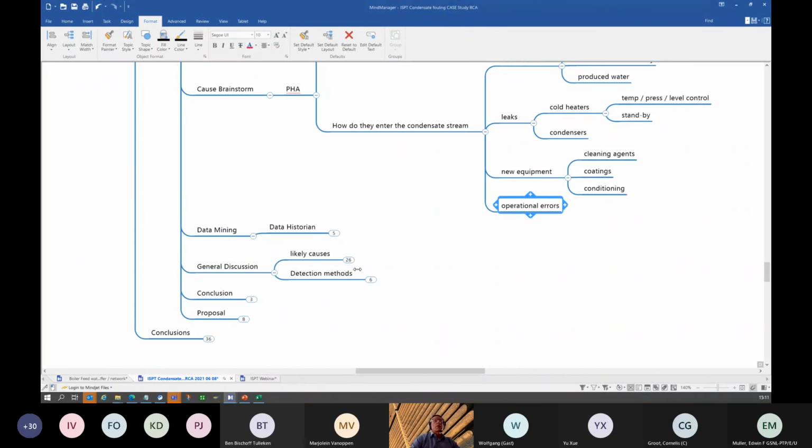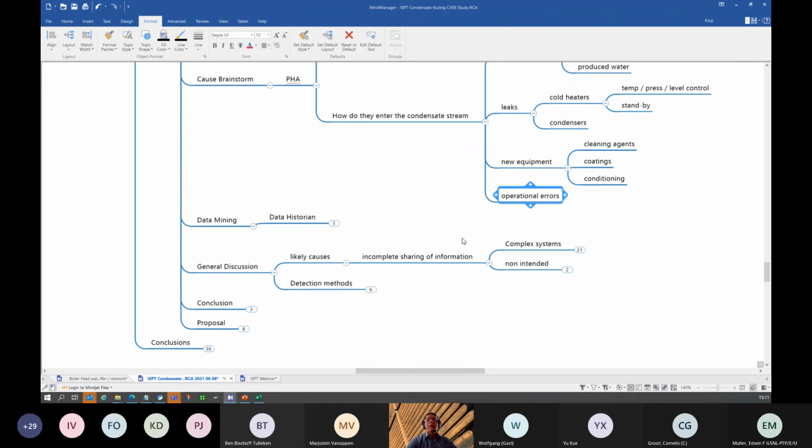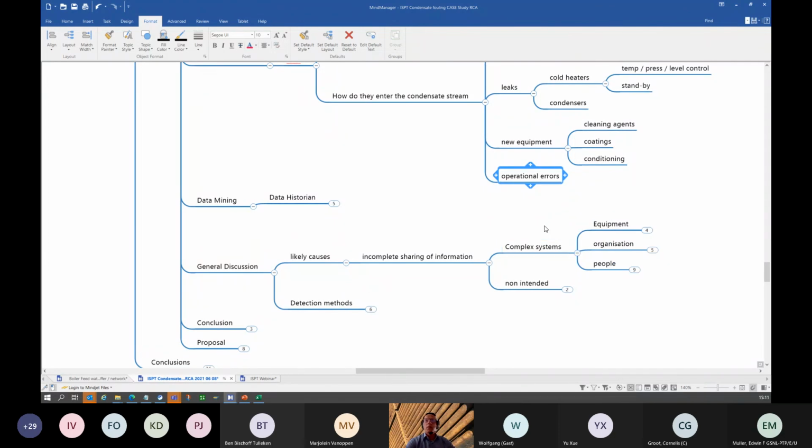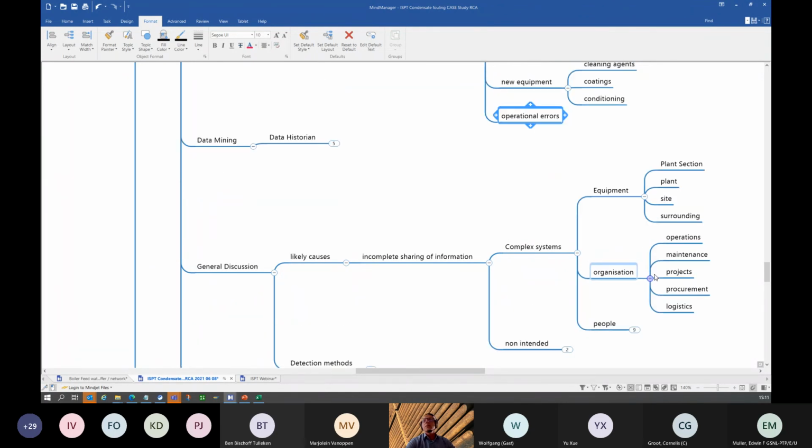So we need to discuss the general causes that we had, and in the end, the fact that we had operators working on a new system and were not aware that what they were working on could come and get into our boilers, clearly means that we have complex systems with complex equipment that is separated in plant sections, in plants, in the site, in surrounding equipment, that we have organizational complexities in operations, in maintenance, and projects, in procurement. And we also have people complexities.